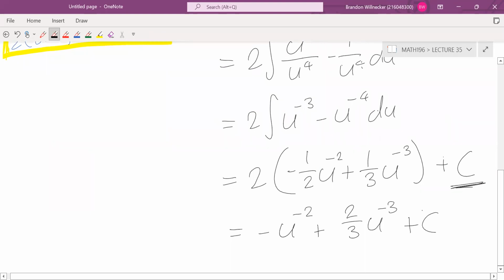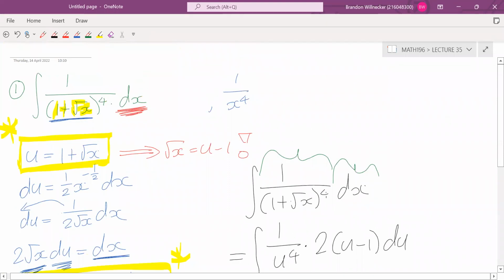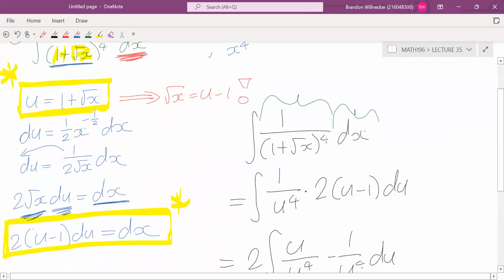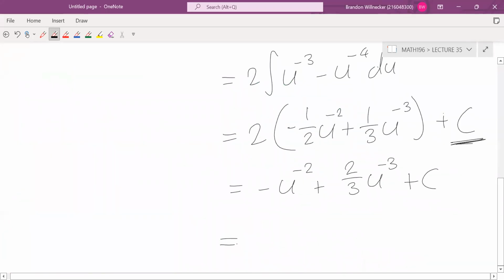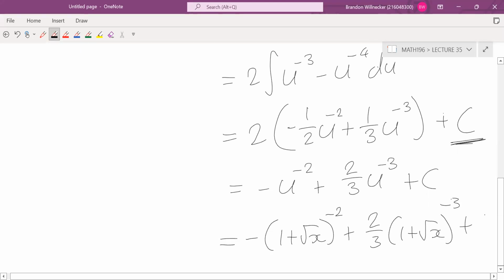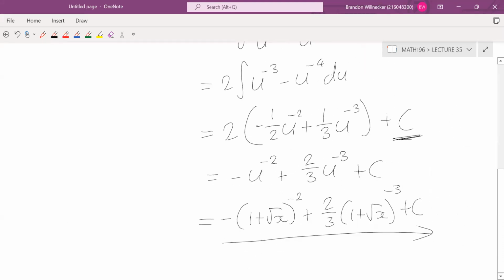Okay, but we're not done yet. We've got our answer in terms of u, but remember the question was in terms of x. So we need to put x back. So u is equal to 1 plus root x. So wherever we see a u, we can put 1 plus root x. Okay, so we just make the replacement, and now we're done because everything is in terms of x now. You can't leave your answer in terms of u. That was just a middle step. We want the final answer in terms of x.